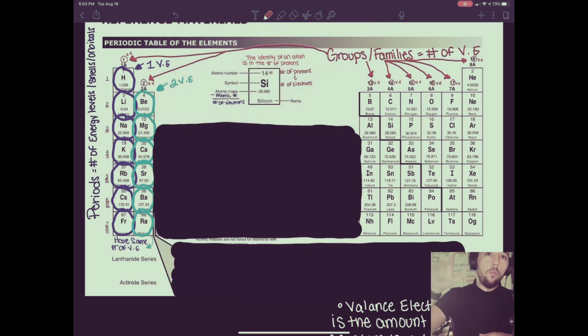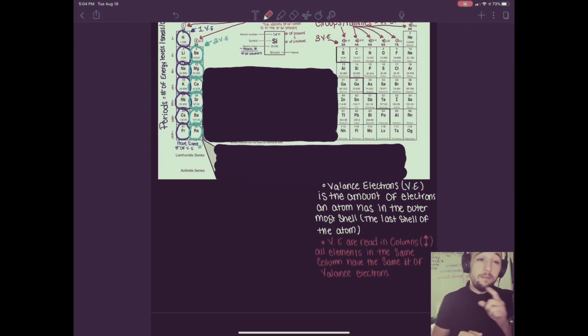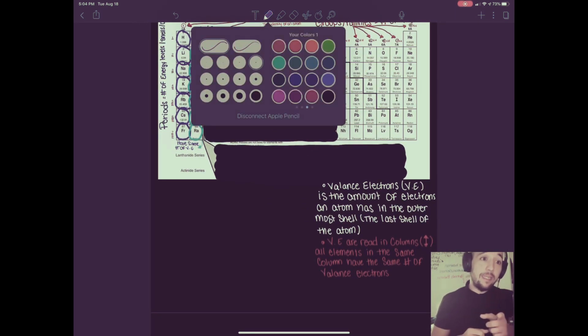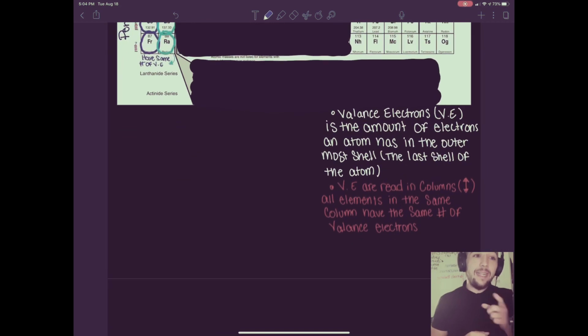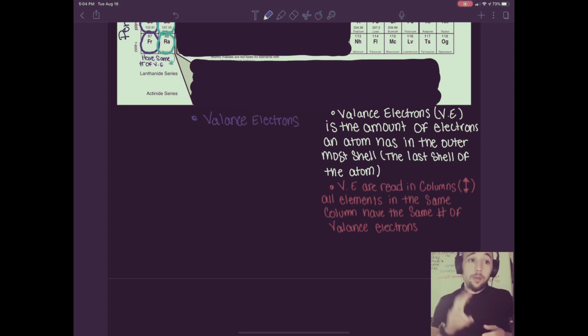Again, we go from group 1 to group 2, then we skip over to group 13, 14, 15, 16, 17, and 18. And then for 13 through 18, we use the last number. Again, 13, 3, 14, 4, 15, 5, 16, 6, 17, 7, and 18, 8 to figure out the number of valence electrons. Again, there is that one exception on group 18, and that's going to be helium. Helium only has 2 electrons, and you can figure that out by looking at the atomic number being 2.